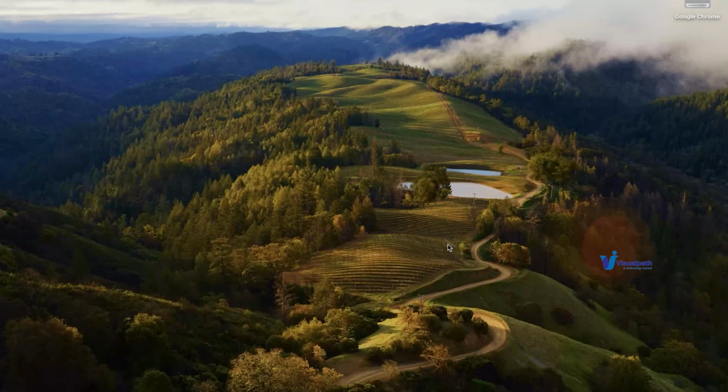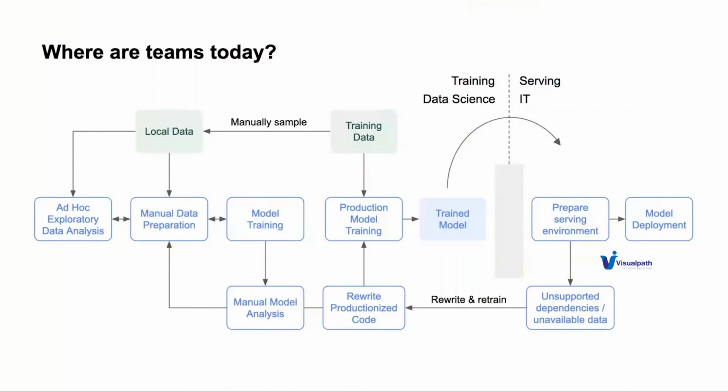But this is one of the maturity levels we are talking about. This is the lowest level of maturity in any cloud or any project which we are seeing. This is where most of the teams are today. If you see the left hand side, that activity is done by a data science team. This is the training part. As I told you, this is happening in the notebook environment.